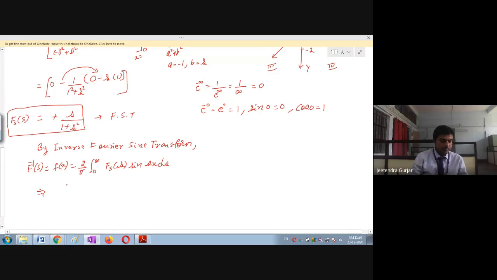Is it clear? So now I will substitute the f of x value that is given already, e raised to minus mod x is equal to, so I will keep 2 upon pi as it is, integration 0 to infinity Fs of s, that is the Fourier sine transform. So I will substitute the values, that is s divided by 1 plus s square, sine sx ds.